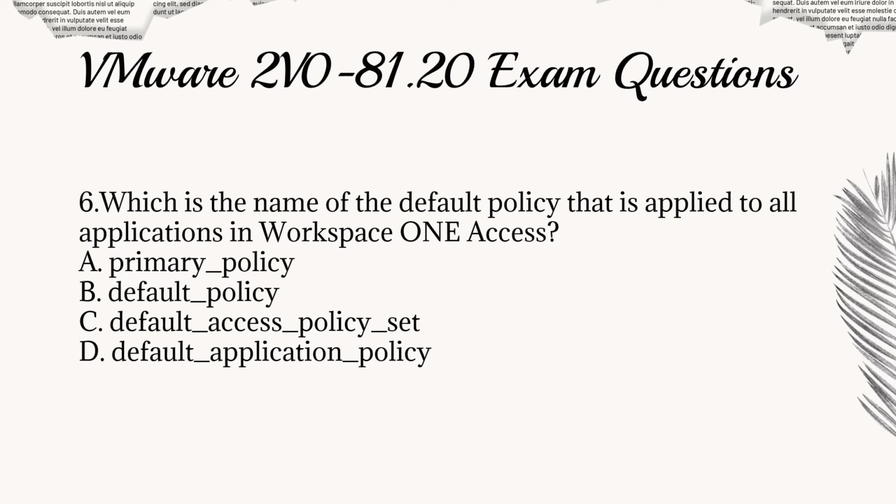6. Which is the name of the default policy that is applied to all applications in Workspace ONE Access? A. Primary_policy. B. Default_policy. C. Default_access_policy_set. D. Default_application_policy.